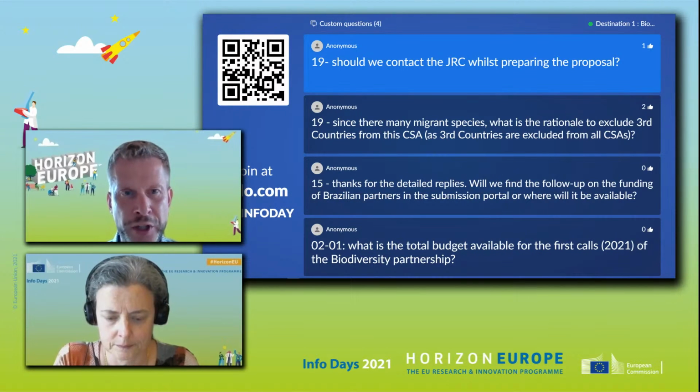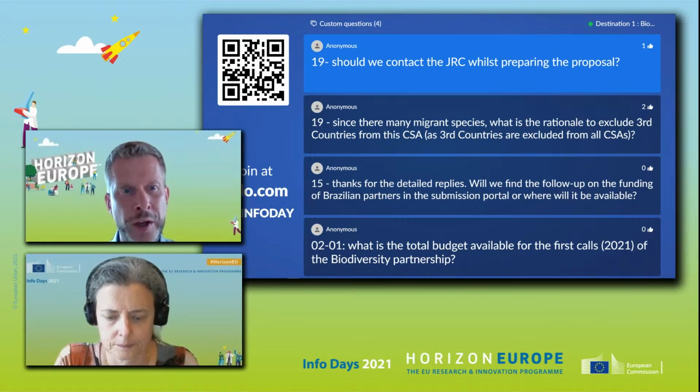So how does the cooperation with the JRC work? If the applicants intend to collaborate with the JRC, they must envisage in their proposal the JRC's possible contribution. And this is all based on the topic text. The topic text on the science service clearly refers to the importance of working together with the JRC. The JRC, however, will not participate in the preparation and the submission of a proposal.